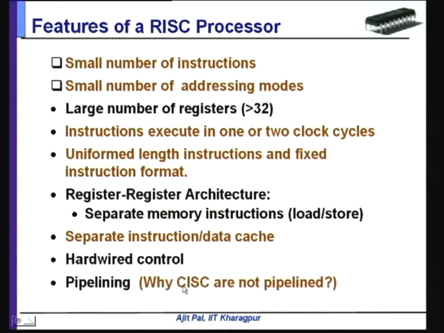So these are the features, and I shall discuss in detail later when we discuss pipelining. You will see that RISC instructions can be very easily pipelined, in contrast to CISC processors. Implementing pipeline architecture for CISC processors is very difficult, which can be very easily done in case of RISC processors. So with this, let us come to the end of instruction set architecture.